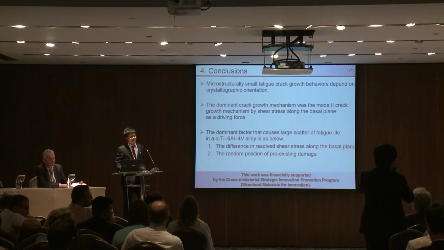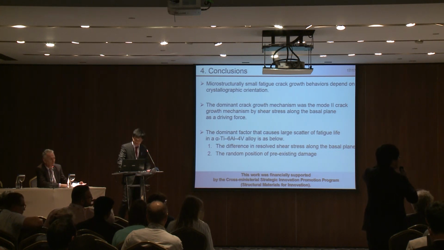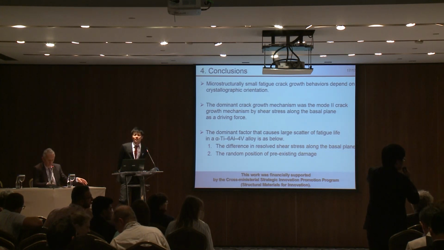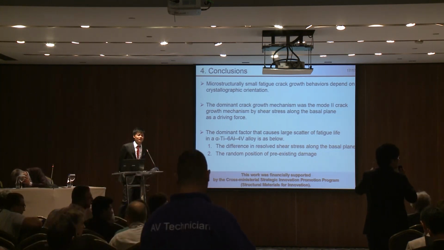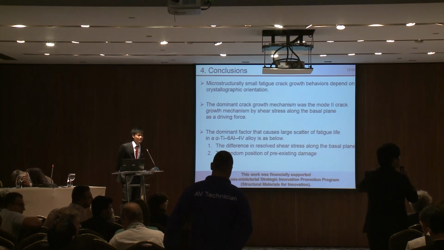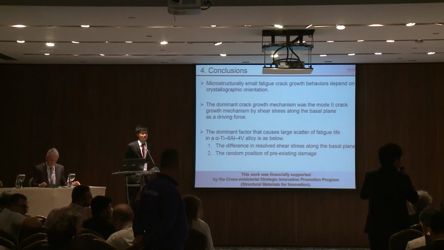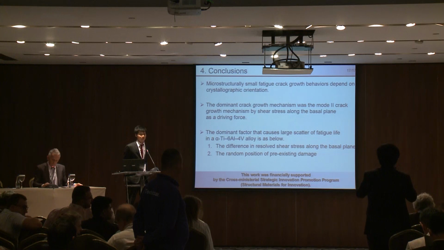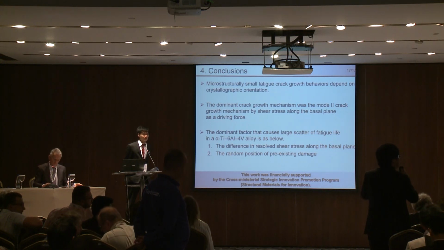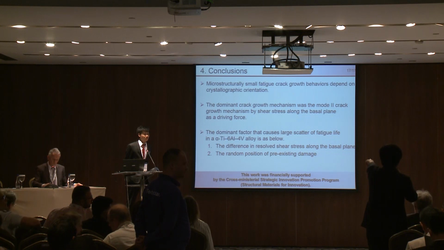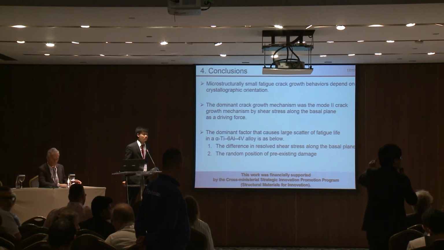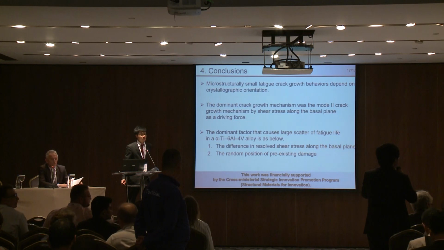Therefore, the stress at the crack can only be accommodated by mode 2 crack propagation along the basal plane. This is very strange because prismatic slip also occurs in titanium, but the prismatic slip plane cannot act as a crack plane. Therefore, as a crack propagation path and associated driving force, assuming that only the basal plane can be activated, that is a strong factor causing the scatter in fatigue crack growth, particularly in this alloy.